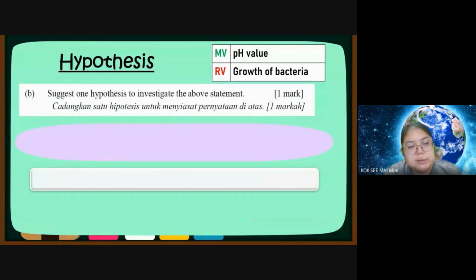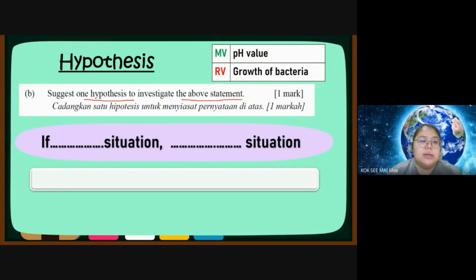Okay, we see the hypothesis. Now you need to suggest one hypothesis to investigate the above statement. Now you see the hypothesis, how to start: if, then, situation. If what? If the MV first. Because the MV you control, so you must mention what you control first. If the MV, how? Higher, lower, then you put it in. Then the RV, how? If I say MV like this, then what happens to the RV?